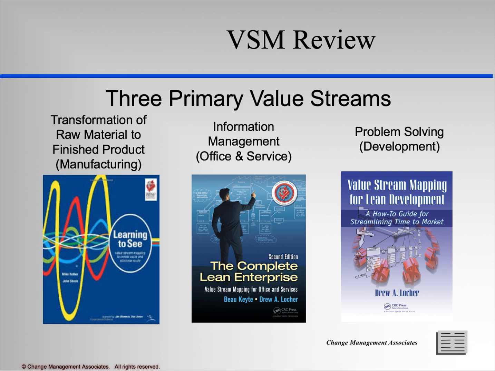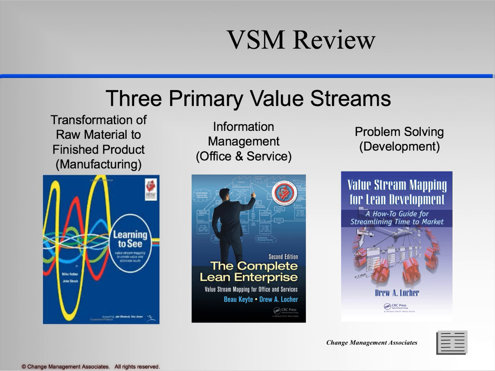The second they described is information management, as found in office and services. Most all businesses have one or several such value streams. The Complete Lean Enterprise, published in 2004 from Bo Keat and myself, provides the methodology for value stream mapping office and service processes. They describe the third primary value stream as problem solving.